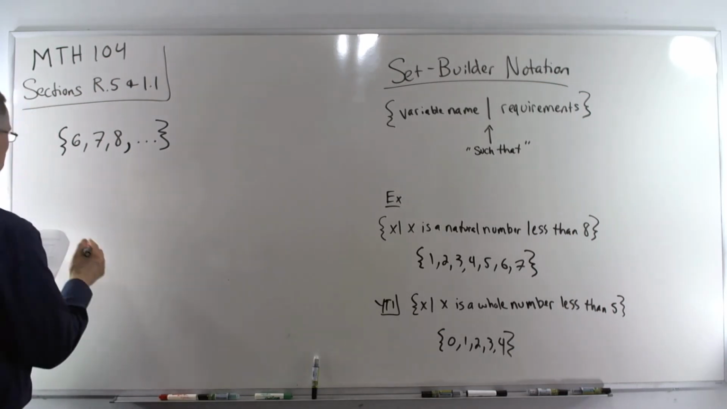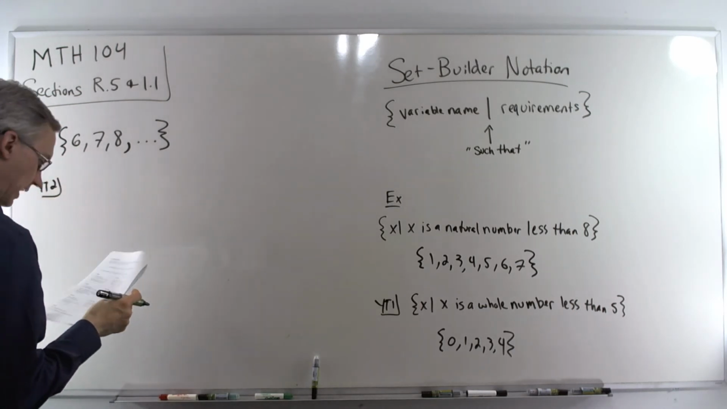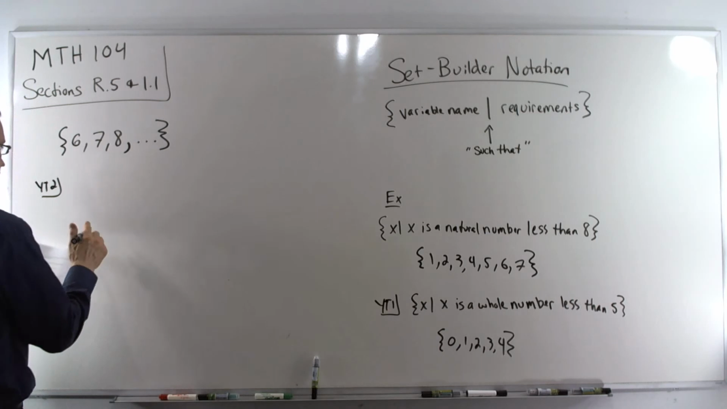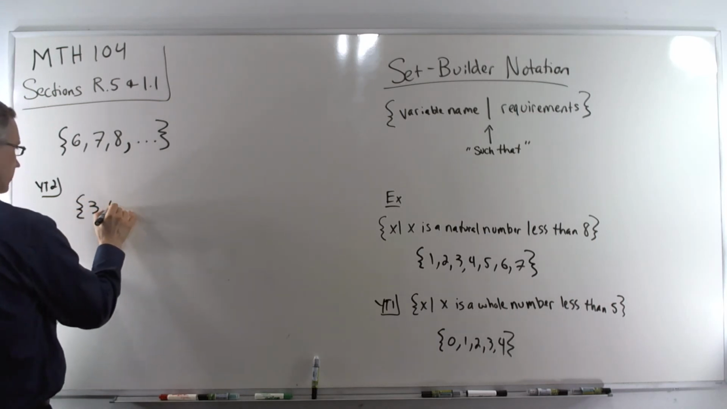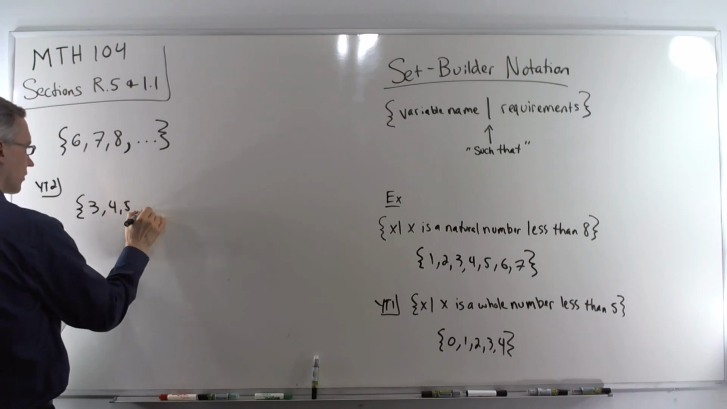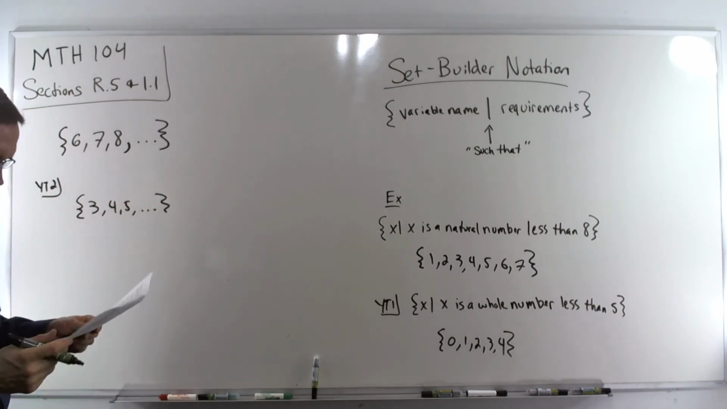Your turn, number 2. X is a natural number greater than 2. That means we're going to start with 3. So 3, 4, 5, and ellipses.